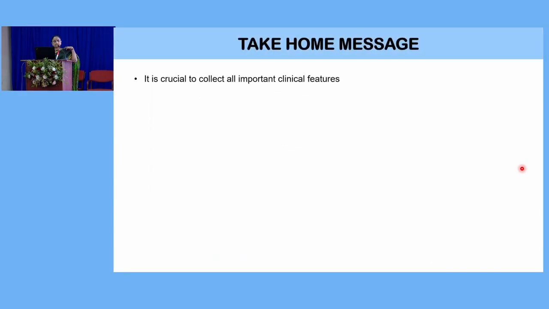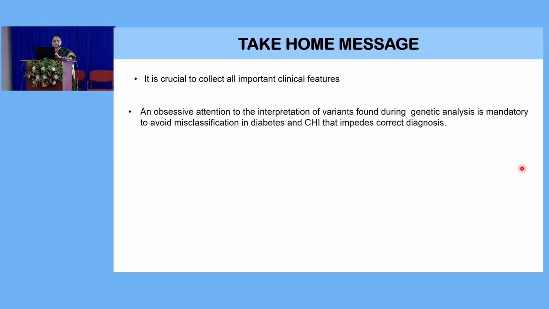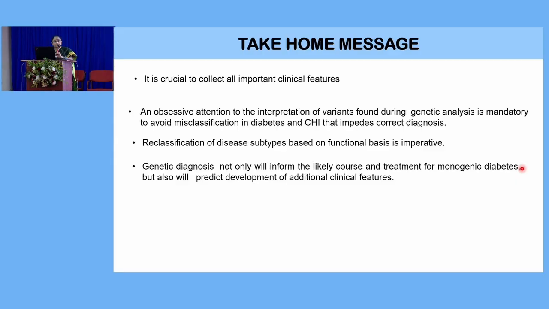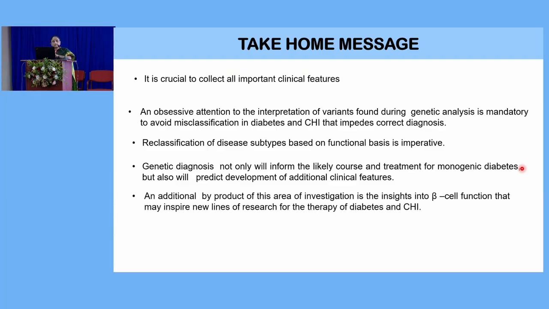So the take-home message here is that it's very crucial to collect all important clinical features, and of course an obsessive attention to interpretation of variants is very important, and then reclassification of the disease subtypes using the functional basis is absolutely imperative. And genetic diagnosis will not only inform the likely course of treatment for monogenic diabetes, but also predict the development of additional clinical features. It will also give, as an additional byproduct, novel insights into beta cell function. That may inspire new lines of research for the development of therapy of diabetes, as well as congenital hyperinsulinism.